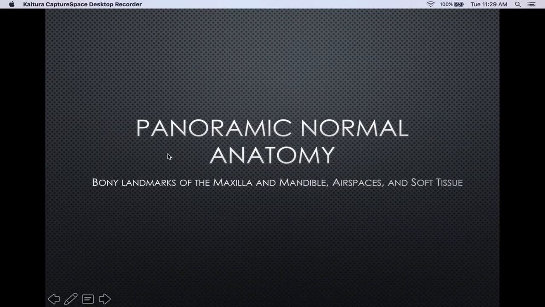Hello class, today we will be going over panoramic normal anatomy. So this will include bony landmarks of the maxilla and mandible, air spaces, and soft tissue.